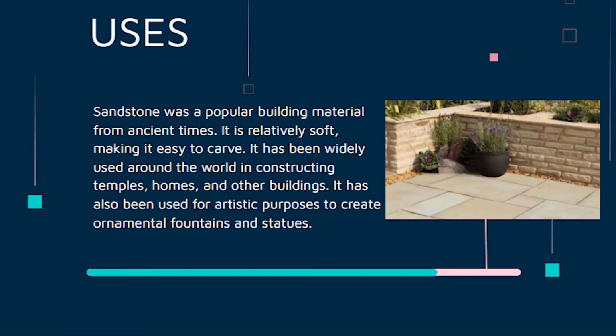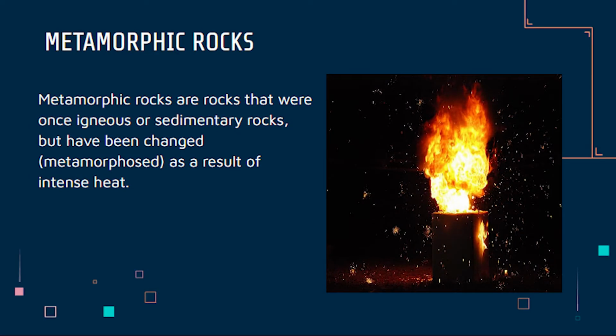Now, metamorphic rocks. Well, metamorphic rocks are rocks that were once igneous or sedimentary rocks, but they have been changed, or metamorphized, as a result of intense heat. Okay, so these rocks were either once igneous rocks, which we will speak on soon, or they were sedimentary rocks, but their composition changed as a result of intense heat.